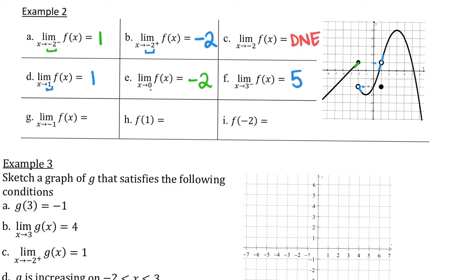Okay, as x approaches -1, that's down here on the graph. As x approaches -1, it looks like the y value is approaching -3.